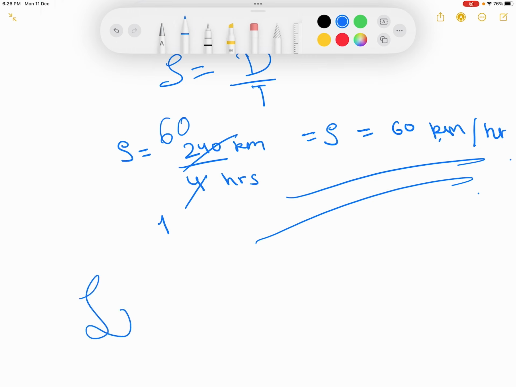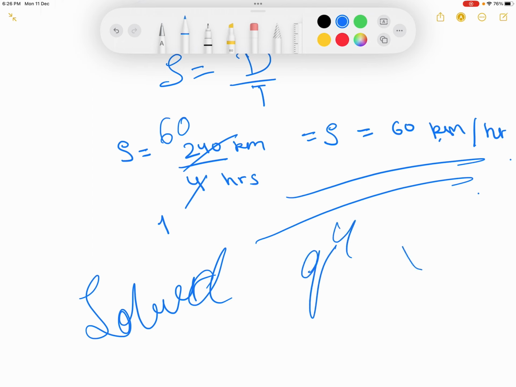And just like that, we have solved question number 4 also. Solved question number 4 and question number 3. And just like that, guys, we are completed with both these questions. So easy, right? People think these are so difficult. If we know the concepts, it's gonna be no problem.